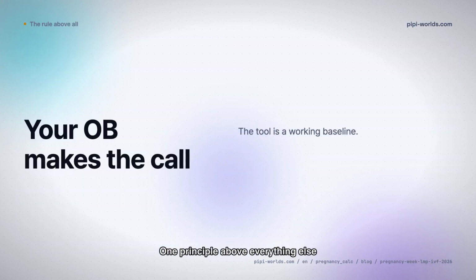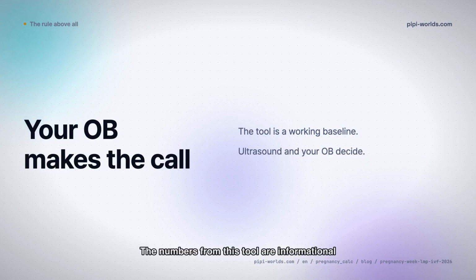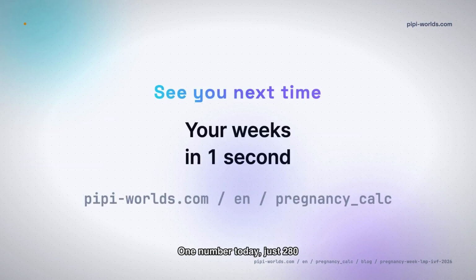One principle above everything else. The numbers from this tool are informational. The final call always belongs to the ultrasound and your OB. Use the tool to plan the days in between and decide in the exam room. One number today, just 280. First day of the last period, plus 280 days. The tool handles the rest. Find out exactly how far along you are in 1 second. See you in the next video.